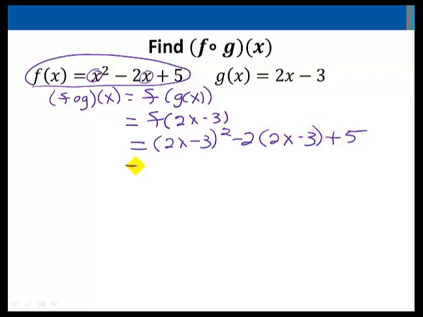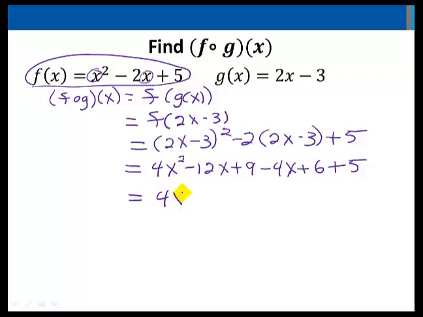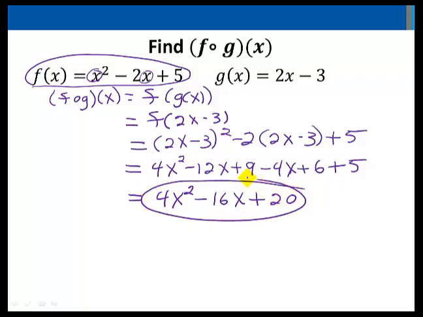We'll simplify. This is 4x squared minus 12x plus 9 minus 4x plus 6 plus 5, and this simplifies to 4x squared minus 16x plus 20. So here's f composed with g of x.